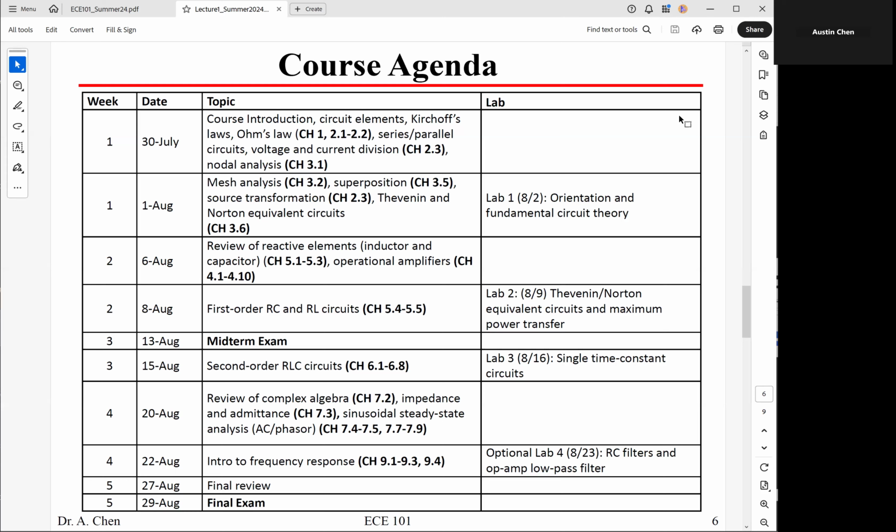Here is the lab schedule. So the first lab will be this coming Friday on August 2nd. And the last lab, which is optional, will be on August 23rd. Note that the midterm exam will take place on August 13th, and the final exam will be on August 29th.